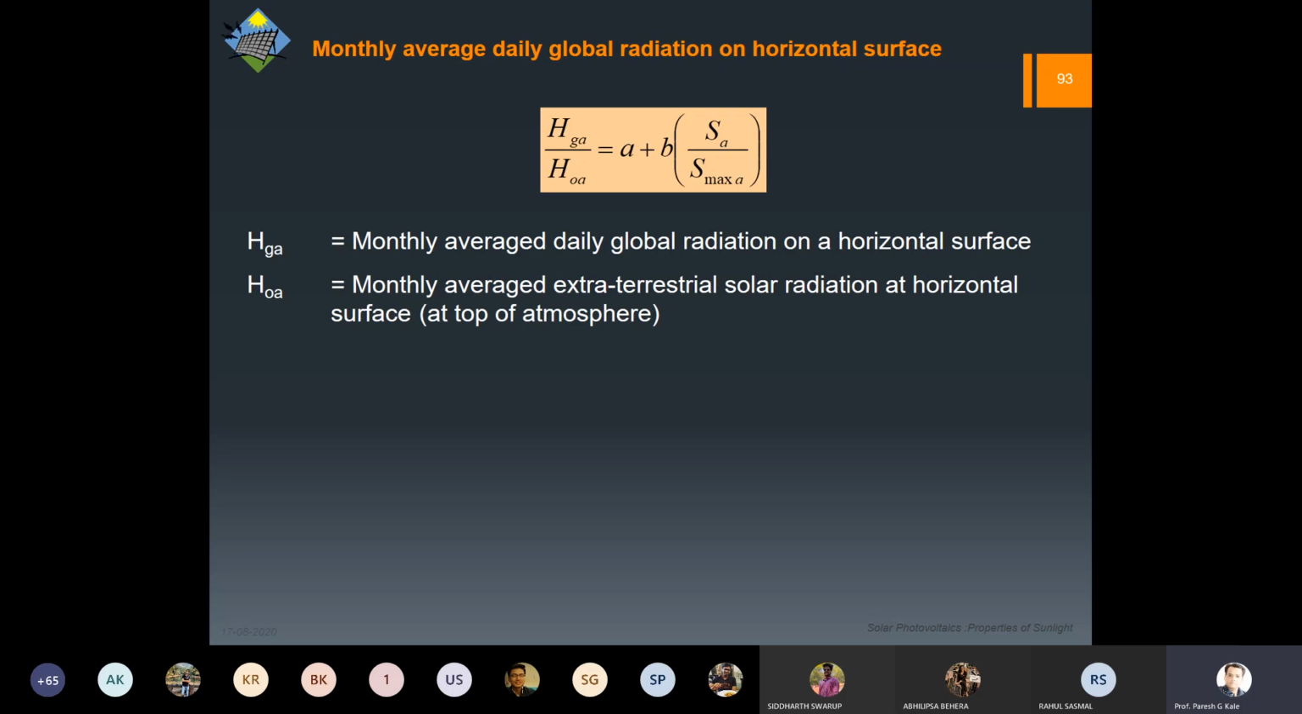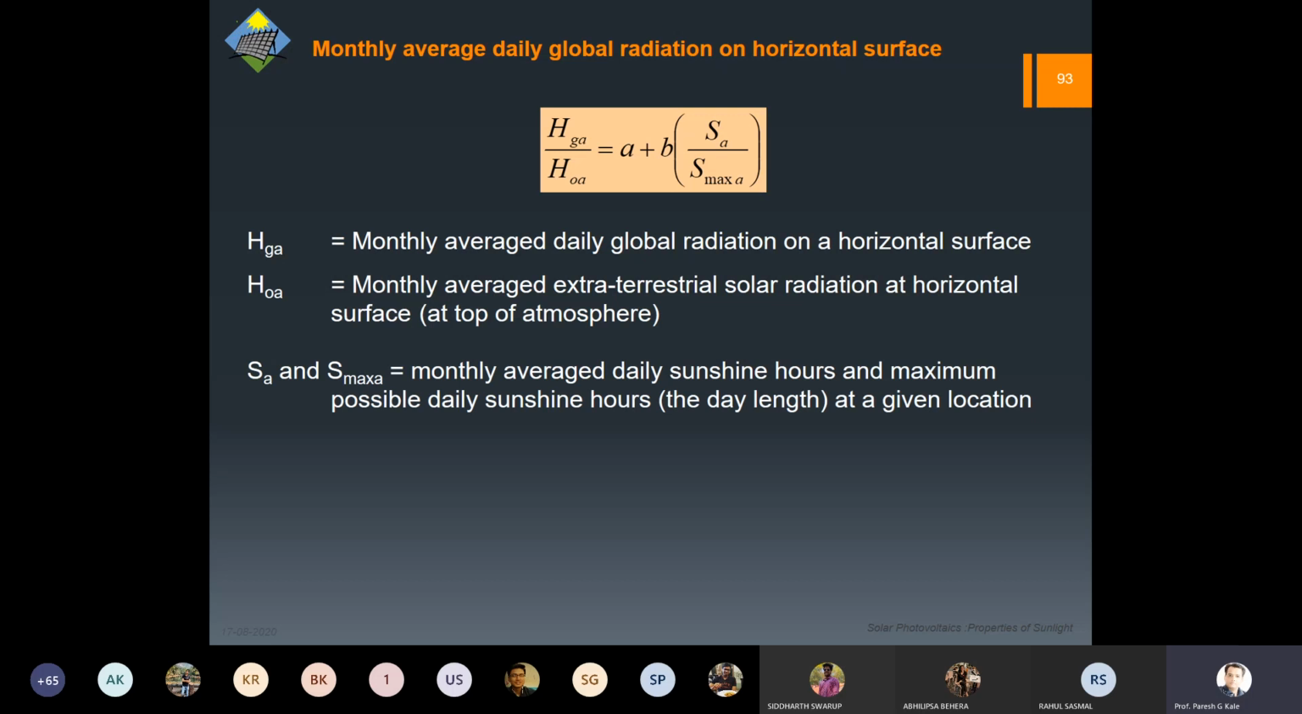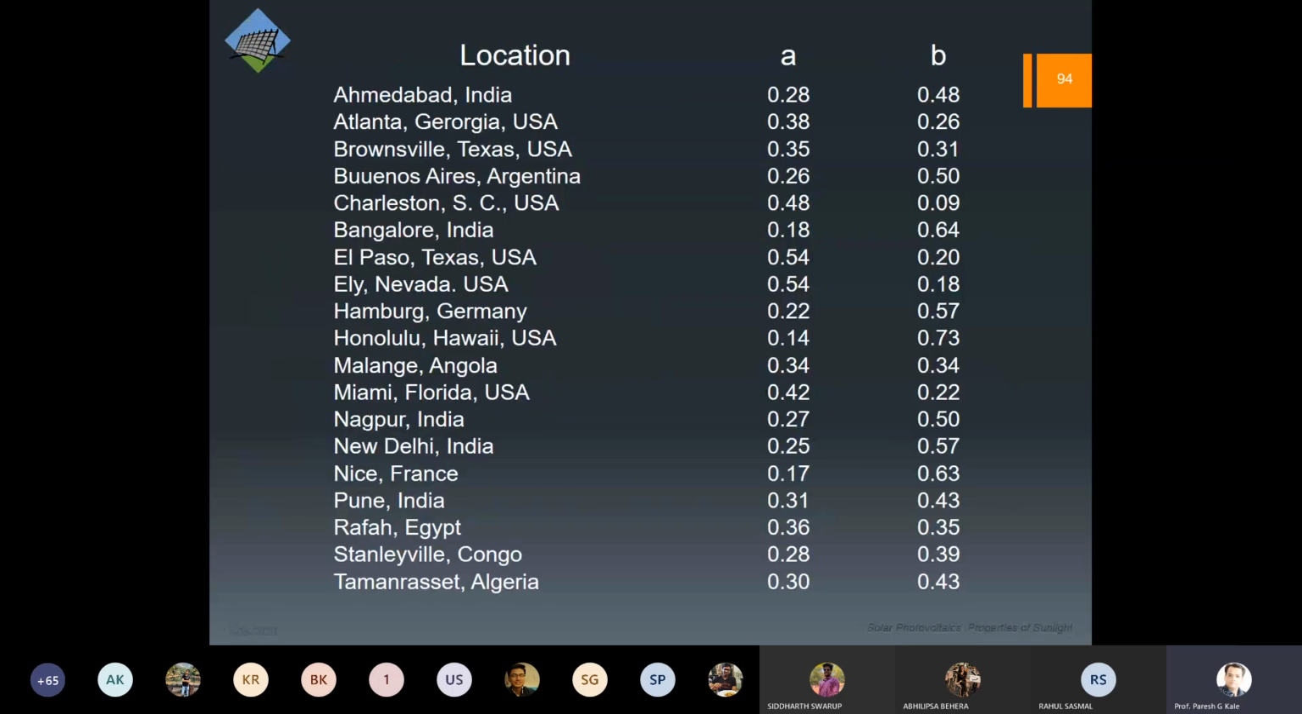So obviously this particular quantity you already know. Now the remaining are S, the daily sunshine hours, and S max, the maximum sunshine hour or maximum day length for a particular given location. As far as A and B are concerned, these are constants, and these are again observed, and you can get the list of A and B constants for a particular place. These are again estimated from the observations. So for every city we already have these values of A and B, and you can get them from a data book.